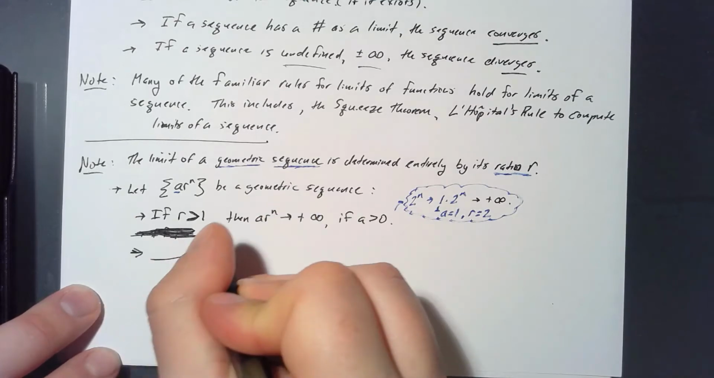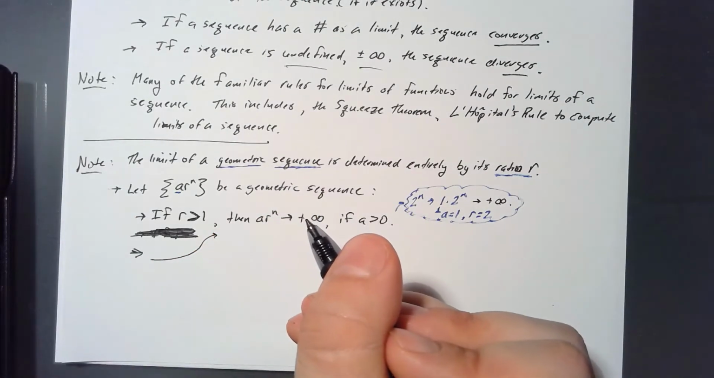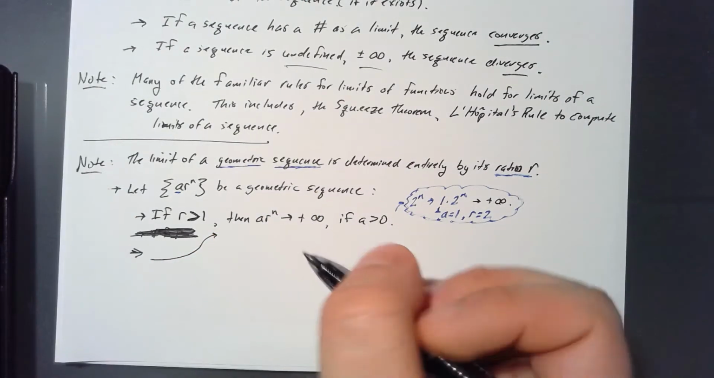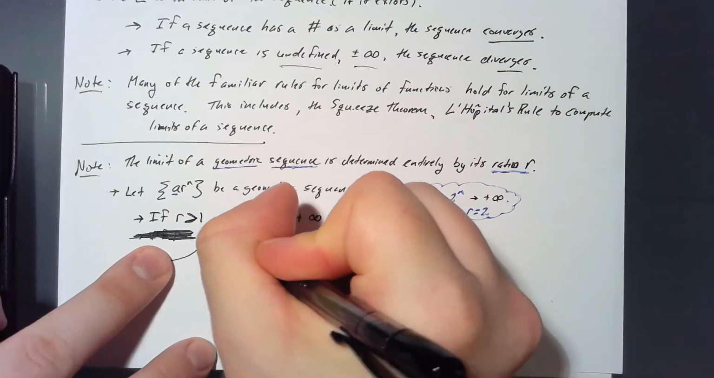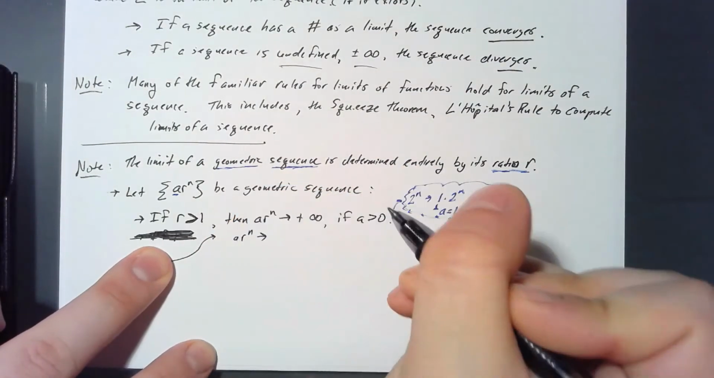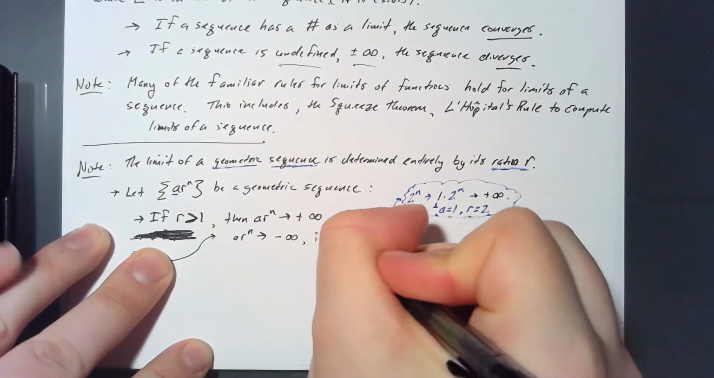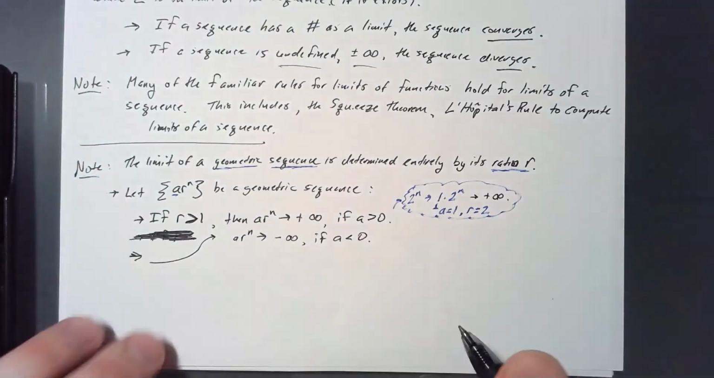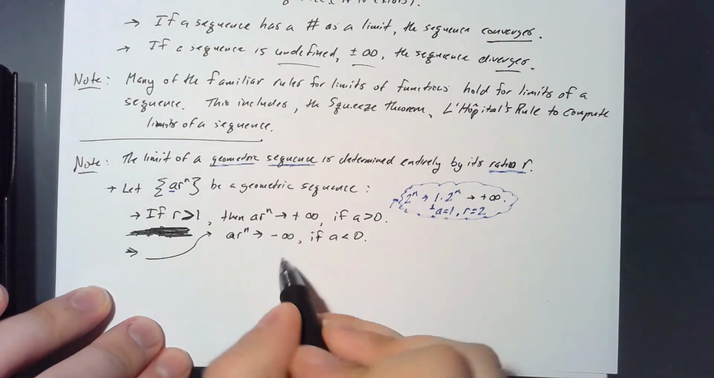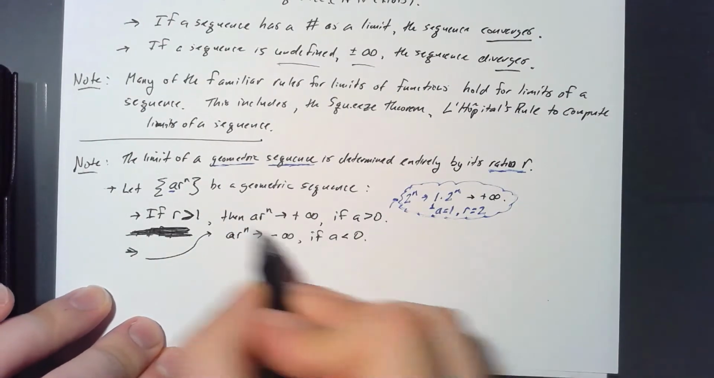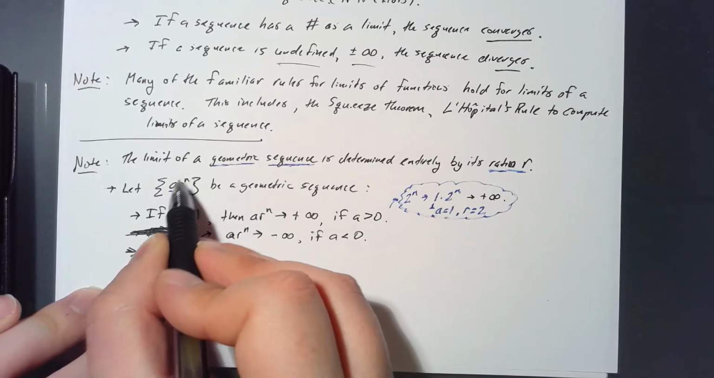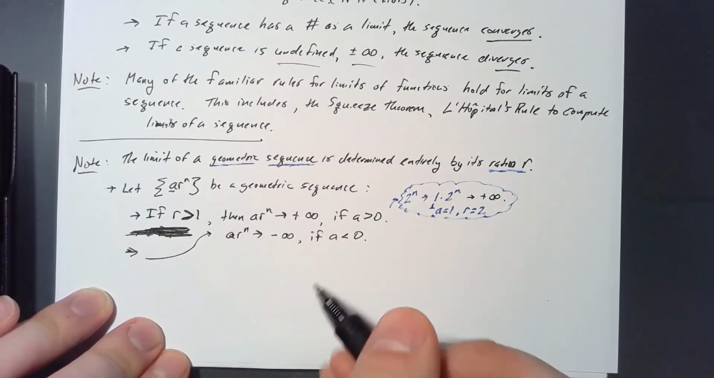I'll put it up here. a sub r to the n will go to negative infinity if a is negative, right? Because I'll have a negative number times a positive value. That'll make it go to negative infinity.